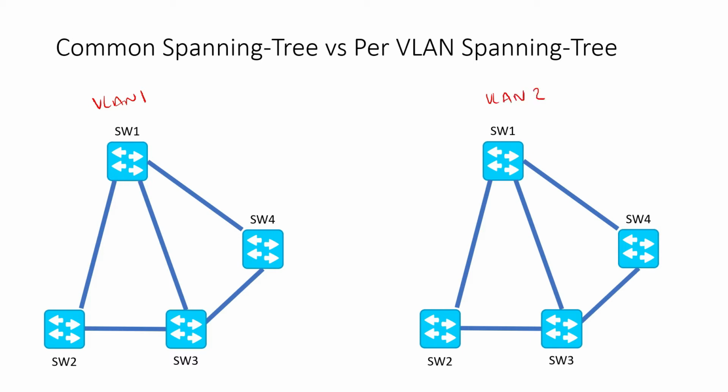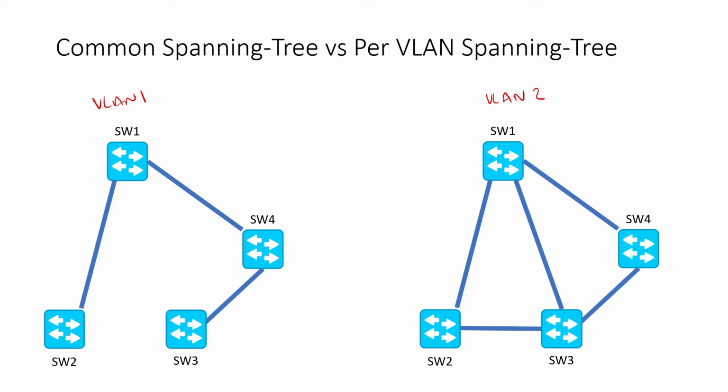Now, the great thing about having a separate tree for each VLAN is that every tree doesn't have to look the same. So when spanning tree does its thing, the tree for VLAN 1 could look like the tree for VLAN 2, but it doesn't have to. So for example, spanning tree can do what it does and determine this is the tree that it's going to build for VLAN 1.